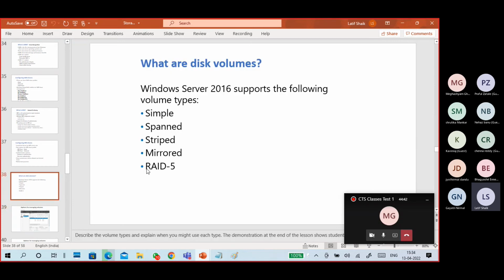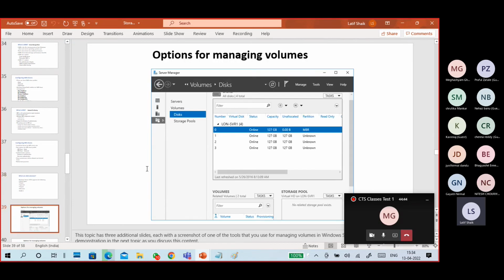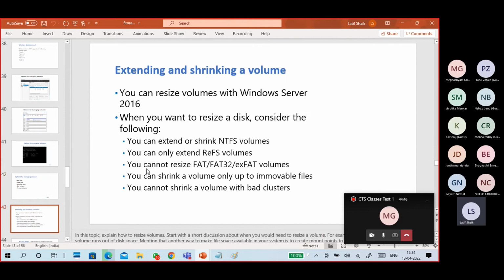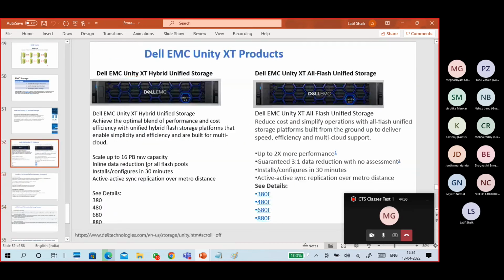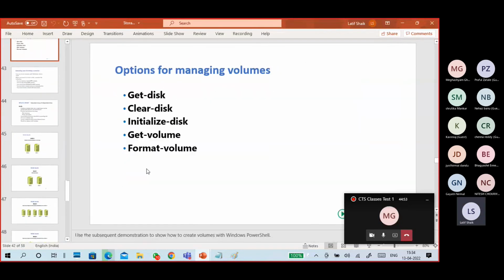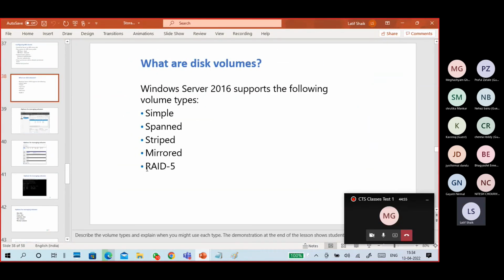Today first we'll start with RAID. So what is RAID? First of all, we start with RAID. You know LVM already, so no need to go for LVM again. Then we'll go to the backups.